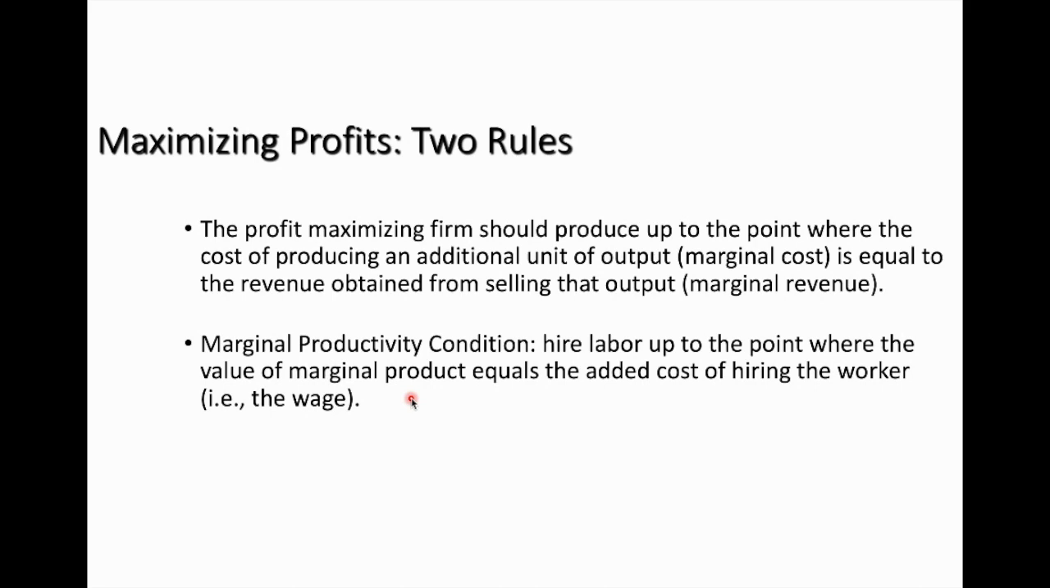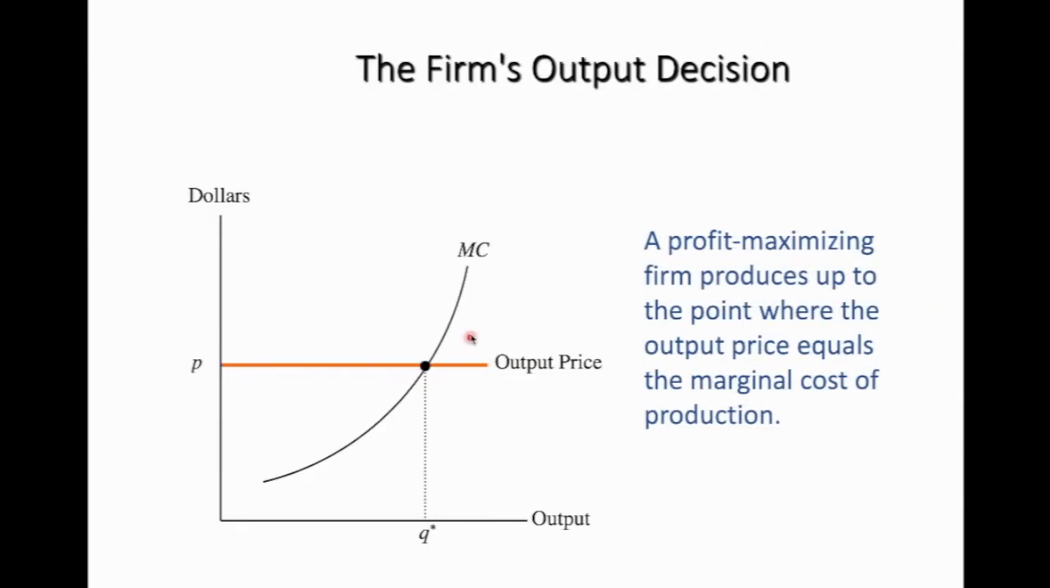Going back to the first rule, just to recall this diagram, remember that our firm operates in a competitive product market. So in this diagram, we can identify the firm's output decision. The vertical axis measures the cost and price level in terms of dollars, and the horizontal axis measures the level of output. We assume that price is given by the market. This firm is a price taker.